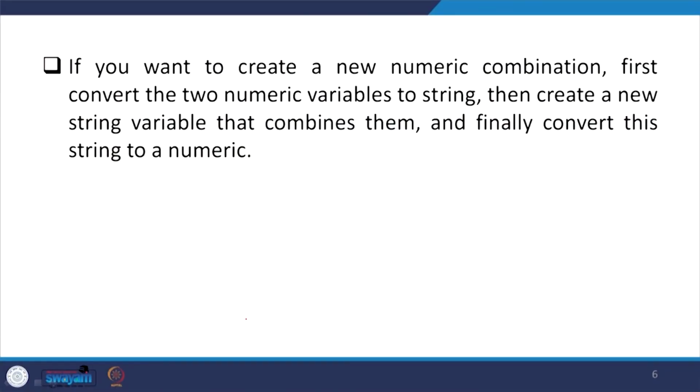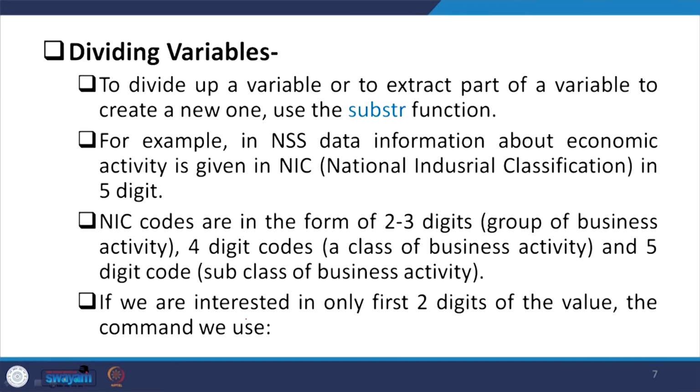So now accordingly, you can add or combine these two variables. If you want to create a new numeric combination, first convert the two numeric values to string, then create a string variable that combines them, and finally convert it to a numeric. Now, your combination will be a string one. We have already guided you, the destring command is going to be useful. You apply destring on that variable, and it converts to a numeric variable. Then you can work out all kinds of mathematical applications or commands you want to do.